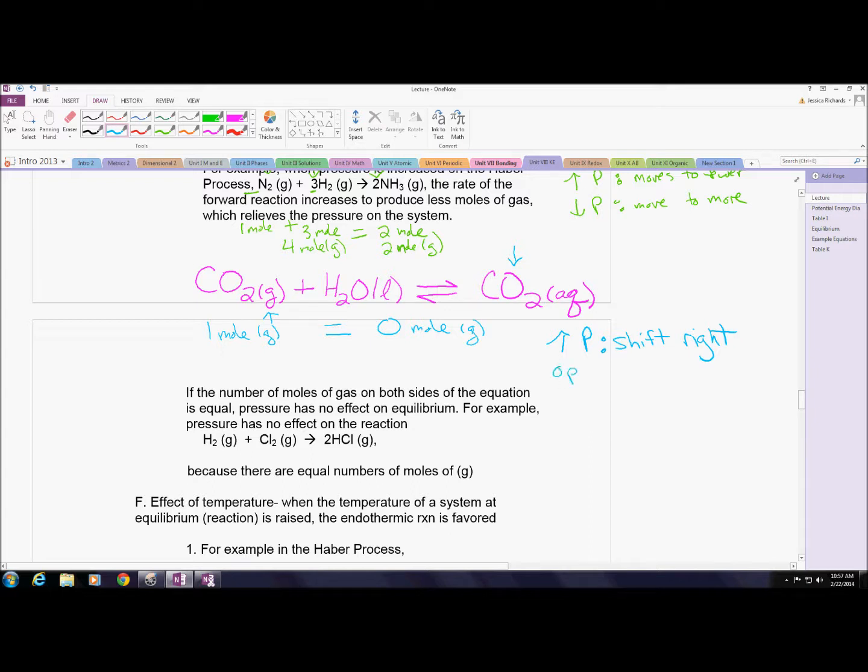When you open the lid and you hear the fizz come out, you're decreasing the pressure on your pop bottle, which is going to shift this equilibrium to the left. And as it shifts to the left, because there are more moles of gas there, then your pop goes flat.